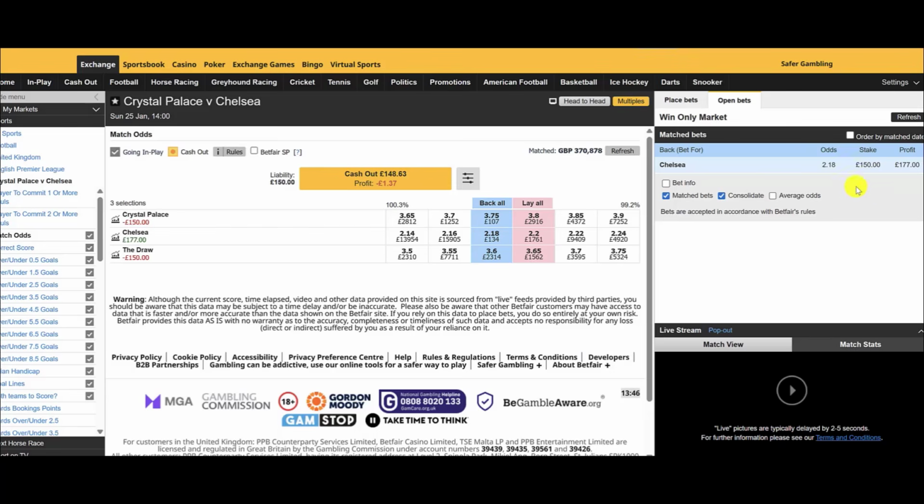So we got involved here, backing Chelsea at 2.18. So it's a nice price. I always like it when it's above evens on a back to lay.